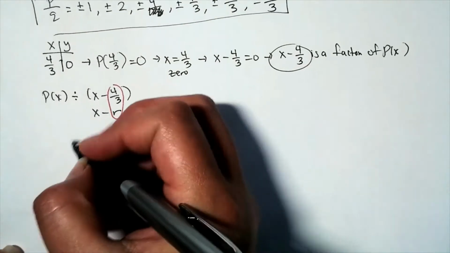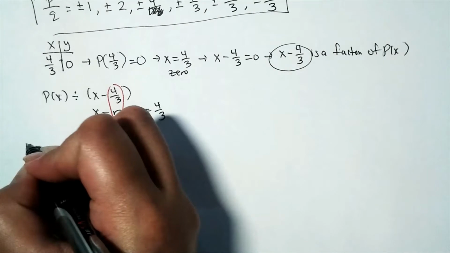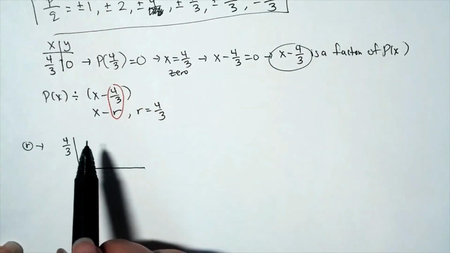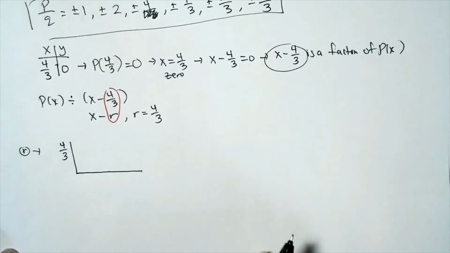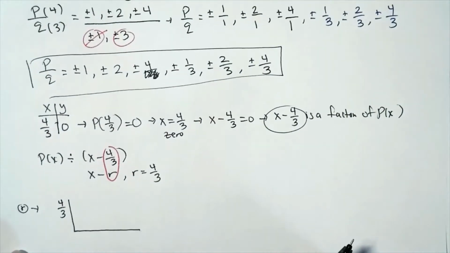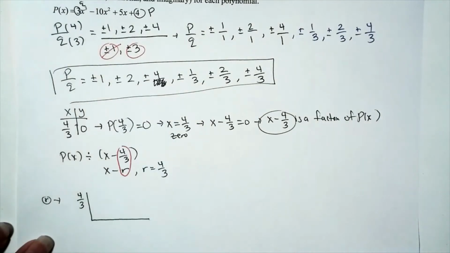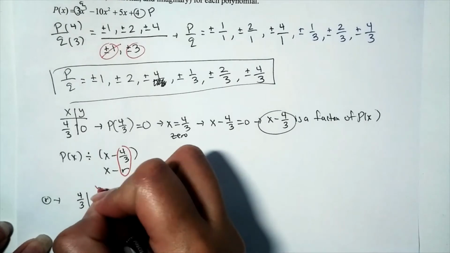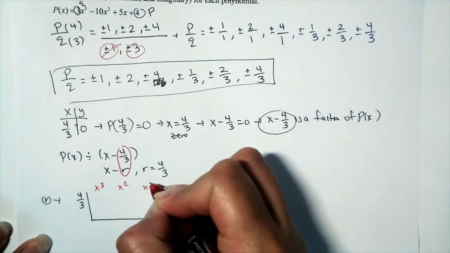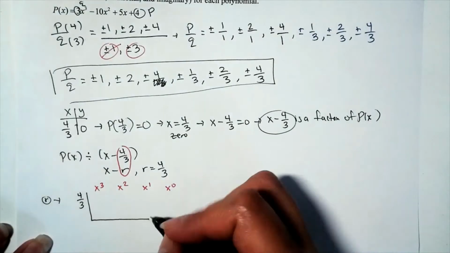Okay, so we do the division box. Outside the division box, we're going to put the value of r. So the value of r is 4/3. Inside the division box, we put the coefficients. From an earlier unit, you know that I like to put the degrees. Okay, so the degree is 3. So when we highlight the degrees, we need to have x to the third, x to the second, x to the first, constant. Let's extend the division box.